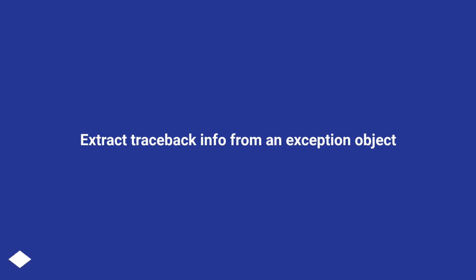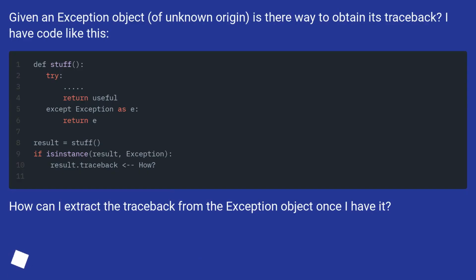Extract traceback info from an exception object. Given an exception object of unknown origin, is there a way to obtain its traceback? I have code like this. How can I extract the traceback from the exception object once I have it?